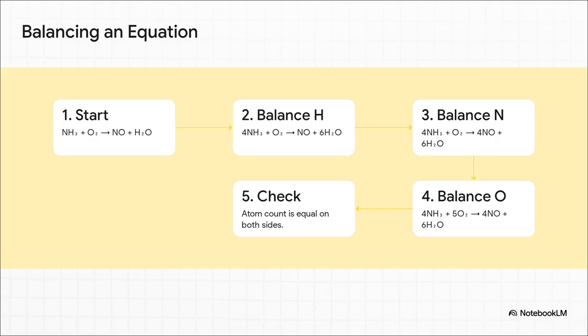So you start with your unbalanced recipe. Then you go element by element. Okay, let's balance the hydrogens first. You add a number here, a number there, but wait, that messes up the nitrogens. Okay, so now we balance those. And then you do the oxygens. It's a bit of a back and forth, but in the end, you do a final check and bam! Everything's equal on both sides, the law is satisfied.